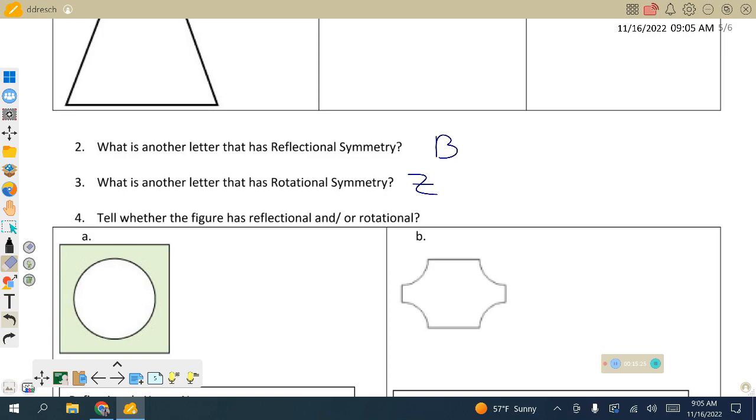We talked about H. H is the one that has what? H had both of them, right? Reflectional and rotational. Okay, we hit that a lot yesterday. I'm not going to spend our time there. I want to really spend our time on the back side of things. So let's keep talking here.